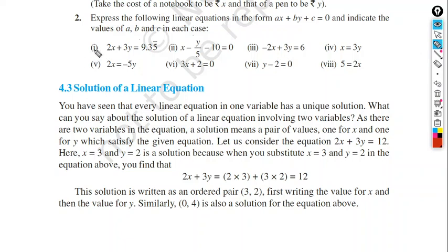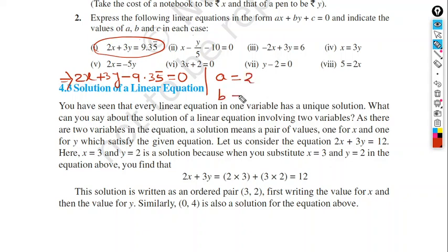I am not writing the question again. The question is here: 2x plus 3y equal to 9.35 bar. So you can write it like this: 2x plus 3y, bring this constant to LHS, minus 9.35 bar equal to 0. Now in this case you can write like this. Here a equal to 2 into x, that means a equal to 2, b equal to 3 into y means 3.